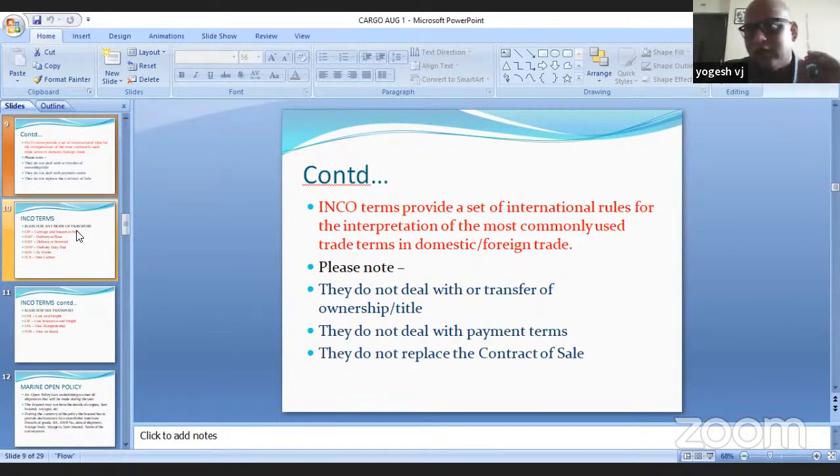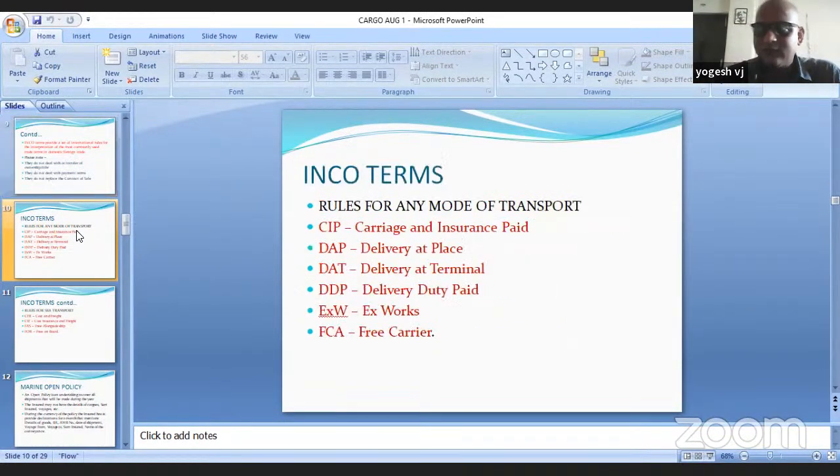They do not deal with transfer of ownership. They do not deal with payment terms. It is just a trade term. Okay, like saying that at the time of payment you people give me 10% extra, etc. No, it has nothing to do with payment. It is a trade term between two parties. They do not replace the contract of sale.